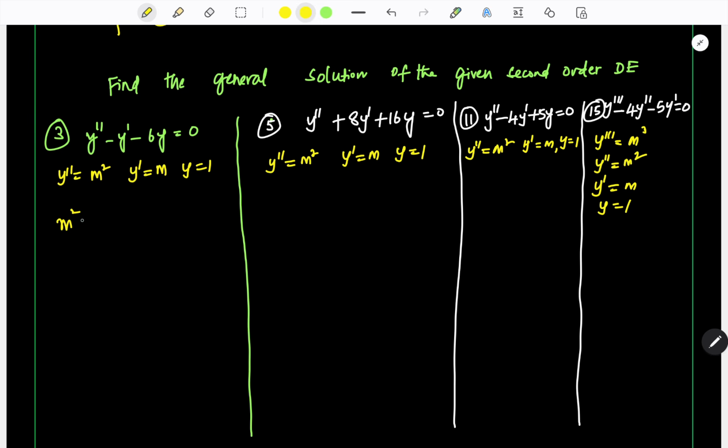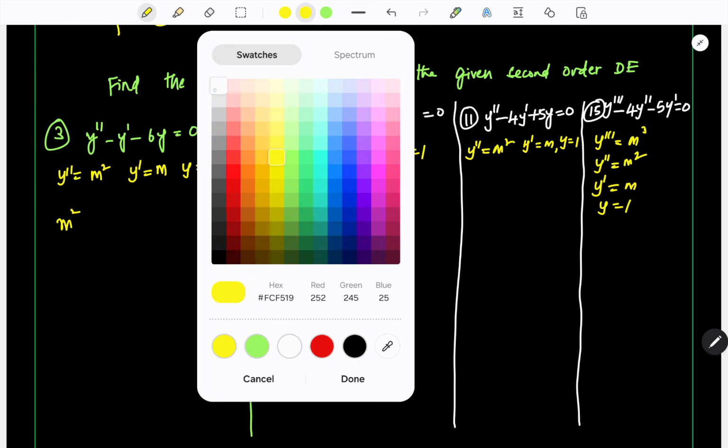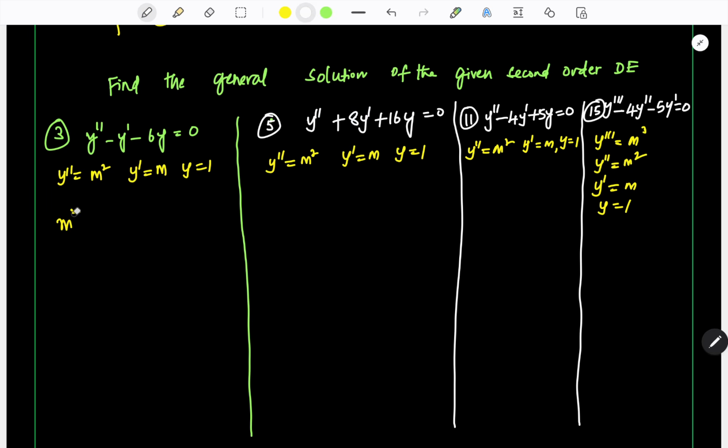So you get m square minus m minus 6 equal to 0. Because y double dash is m square, y dash is m, and y is 1. If I put it in the calculator, I'll get m is equal to 3 and minus 2. Let me check: mode, equations, number 5 and then number 3. So 1, minus 1 and minus 6. So you get 3 and minus 2.